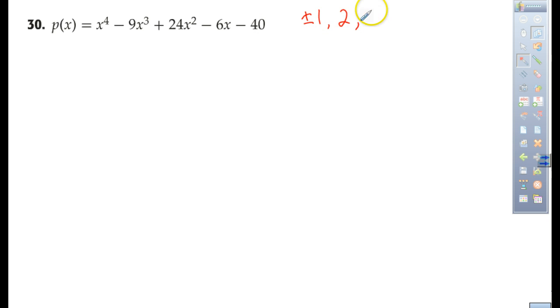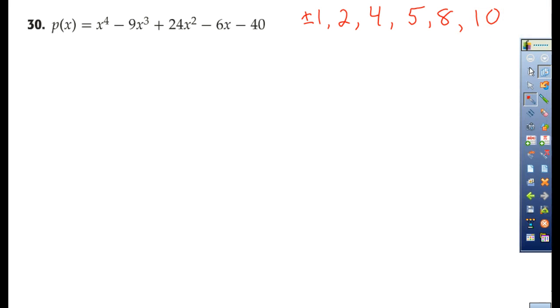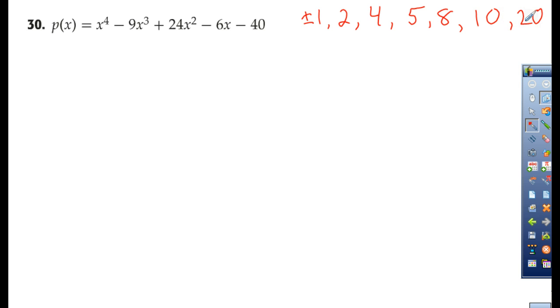2, 3? No. 4? Yeah. 5? 6? 7? 8? Yeah. 9? No. 10? Yeah, 10 goes in there. And we can get higher and higher, like 20 goes into it, right? And this is still just a 1 here, so 1 times all of these are just going to be the same. So these are all my possible roots.